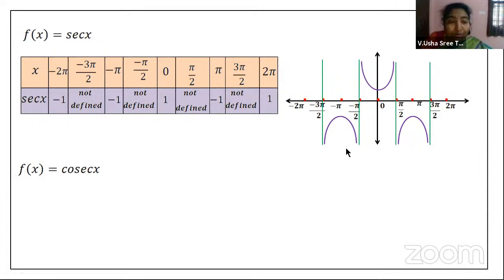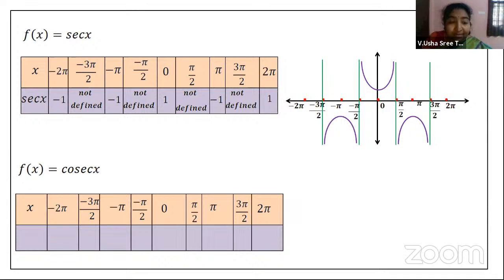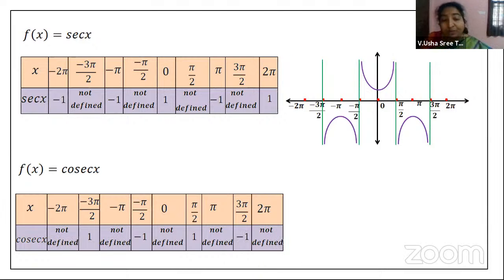Okay, now we will quickly look into cosecant. Cosecant, again we are taking the standard values. Cosecant 0 is not defined. Cosecant 90 is 1. Cosecant pi not defined. So likewise, we are taking the standard values in the table. Then just observe the graph. We are marking the points over here.